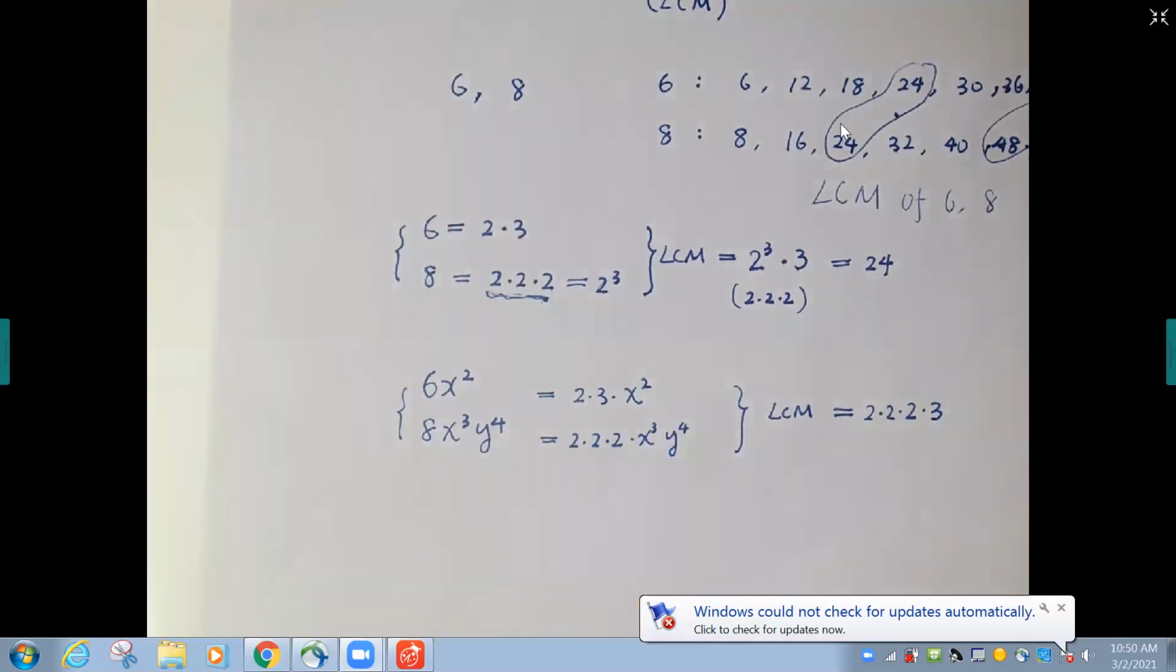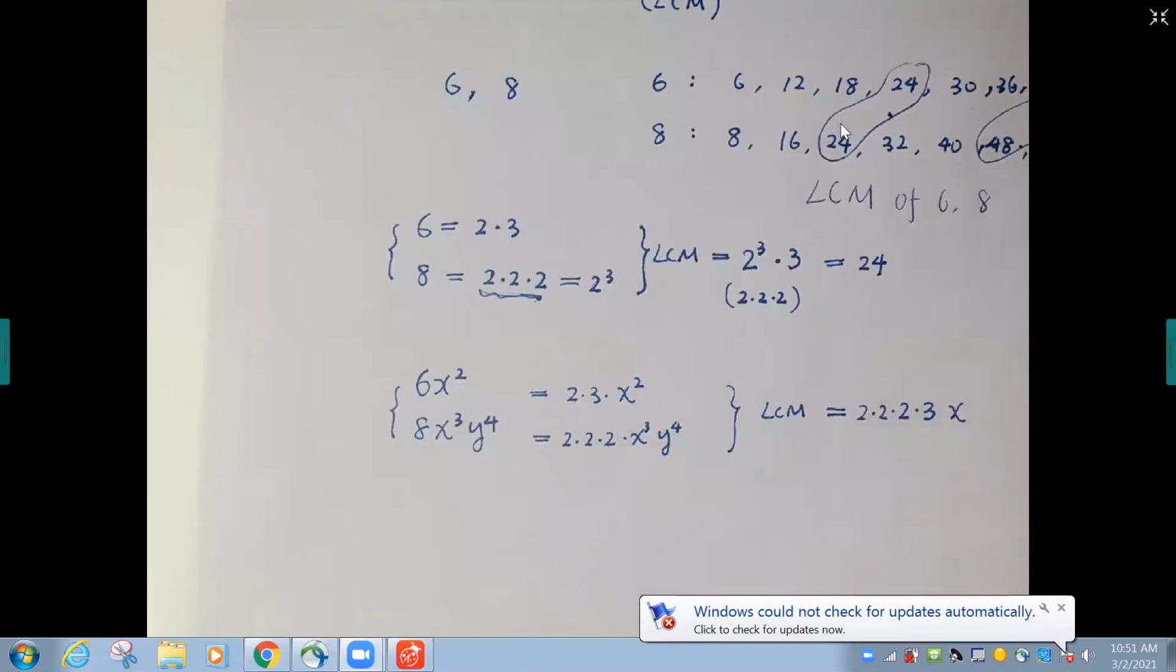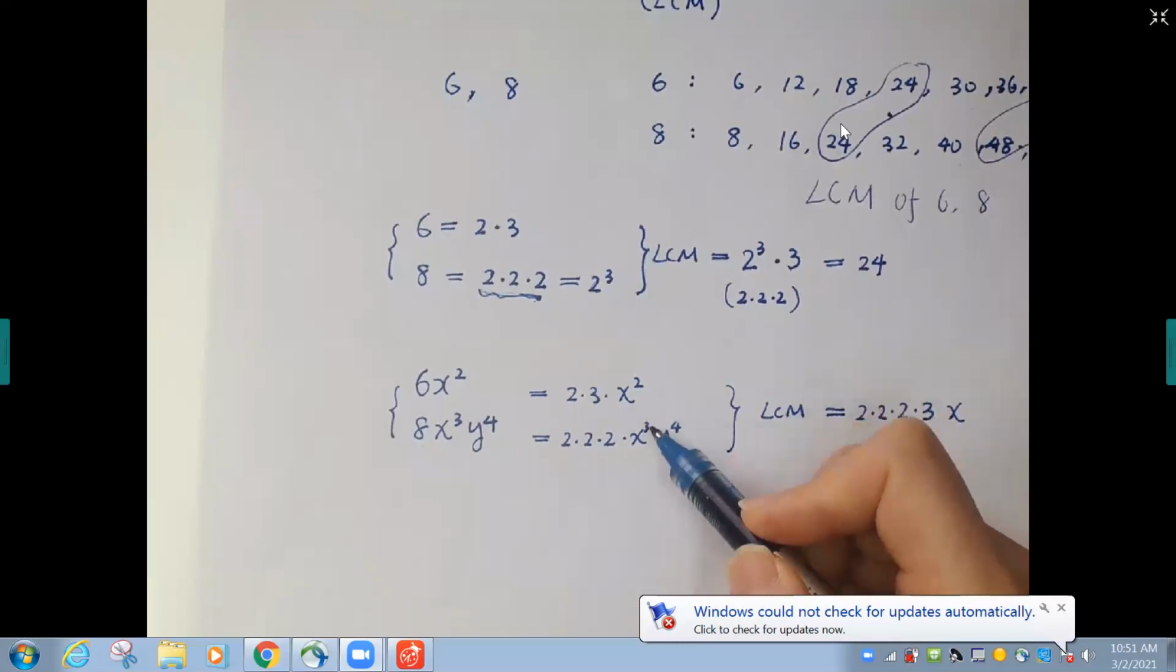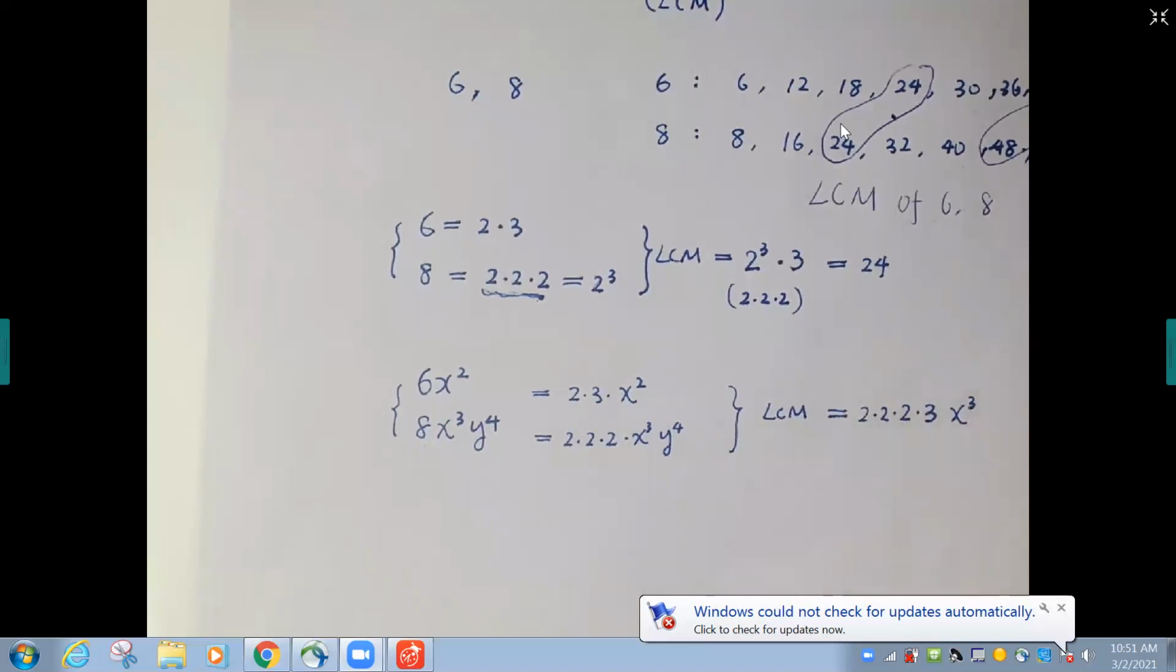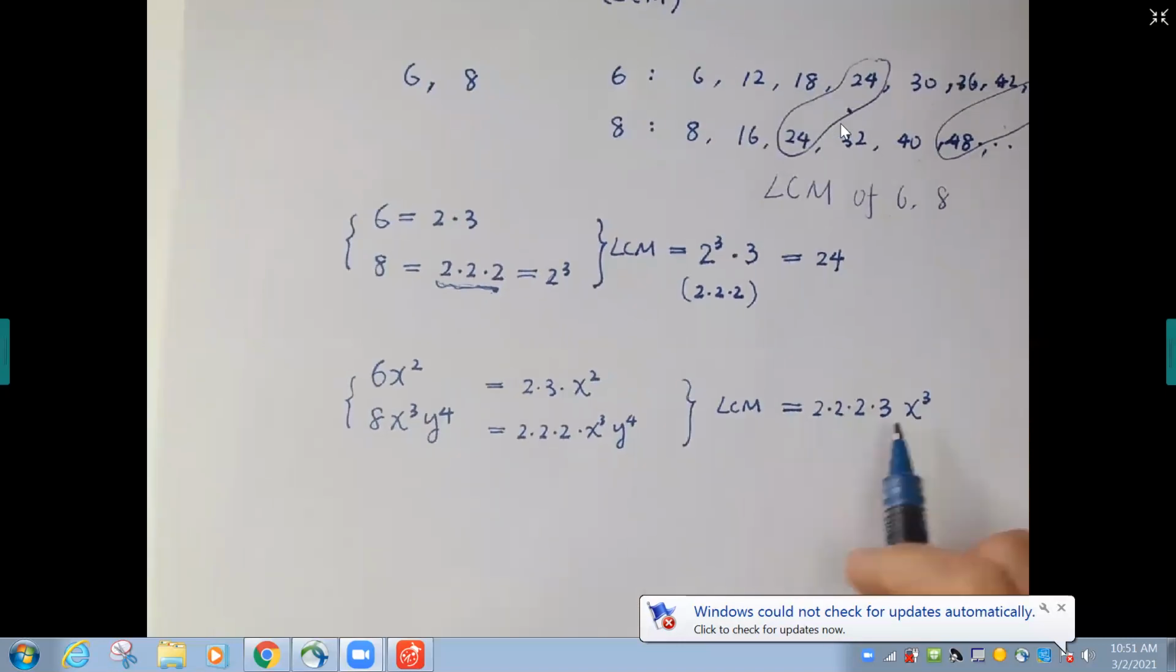Then I move on to the letters. So x is one variable. x squared means x appears twice. Then the second monomial here, I have x to the third. x to the third means x appears 3 times, x times x times x. So for the common variable here, we always use the maximum exponent, 2 and 3. Which one has the bigger exponent? The second one, 3 is the largest exponent.